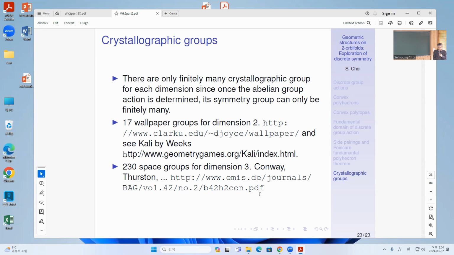But I think one good thing about this is that it has a good approach using orbifolds and so on. Okay, so that's the end of this lecture today.